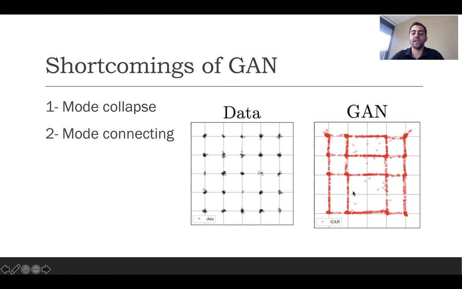The other problem that they have is that they put some unrelated data in between two modes, which is not desirable and is a wrong estimation of the true data density.